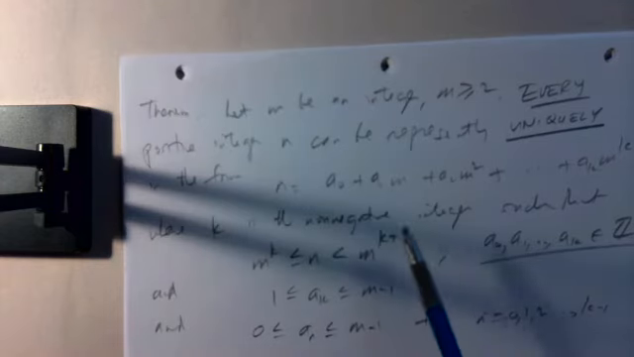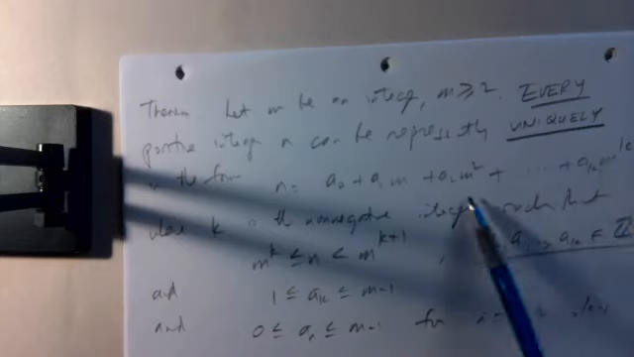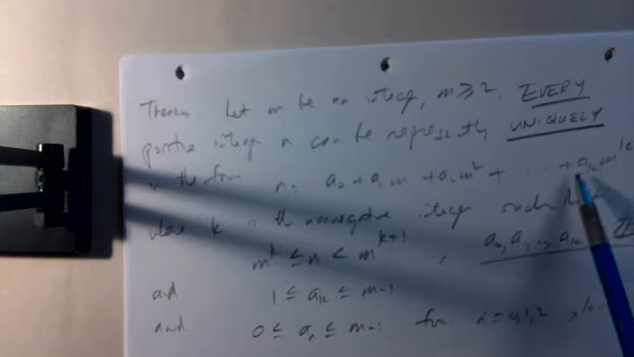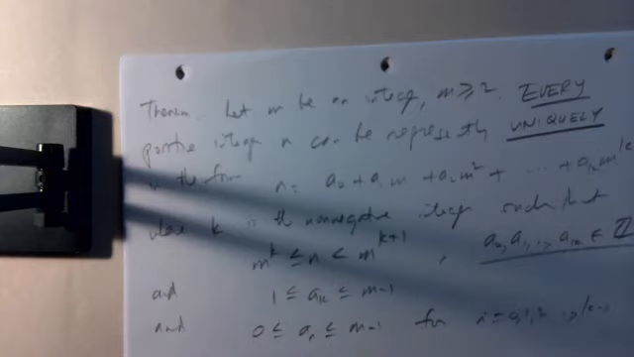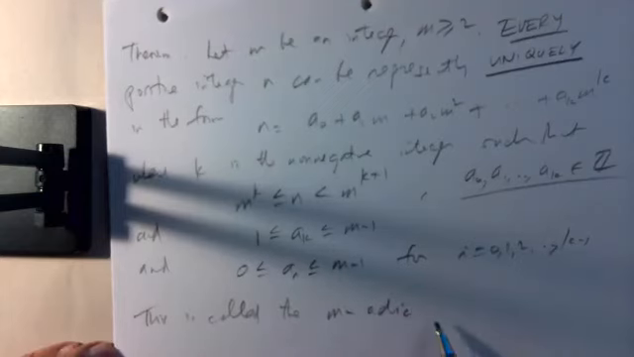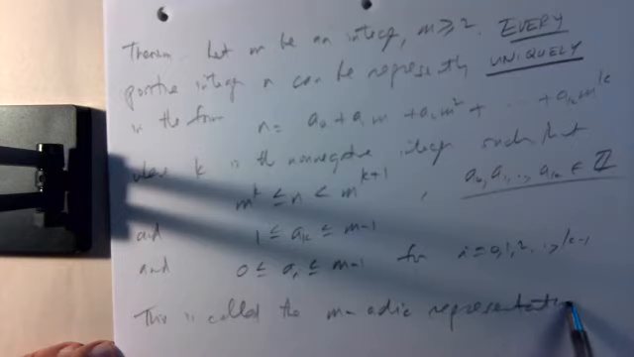So this says that you can write every positive integer uniquely as a sum of powers of m, with non-negative integral coefficients no bigger than m minus 1. And this is called the m-adic representation of n. And the integers a sub i are the digits of n to base m.